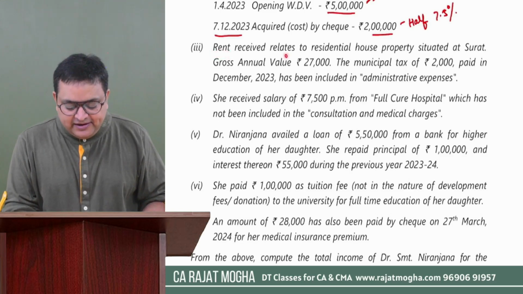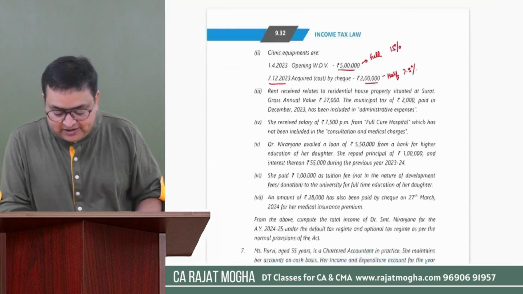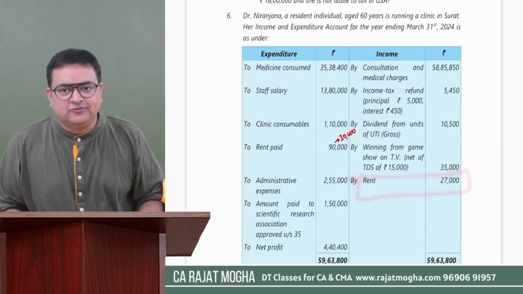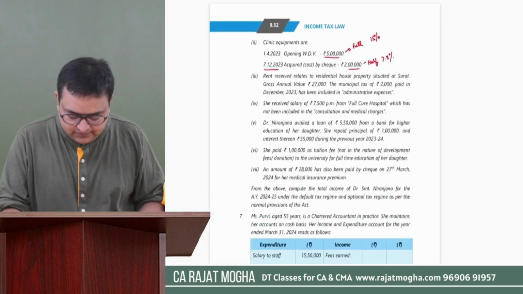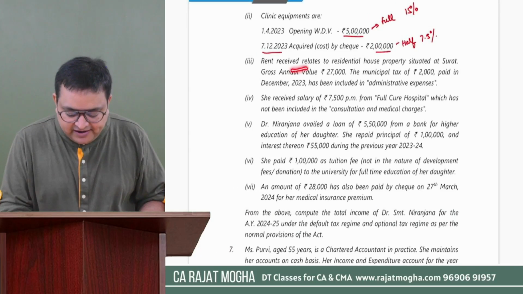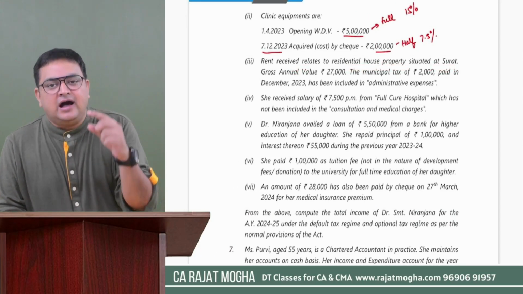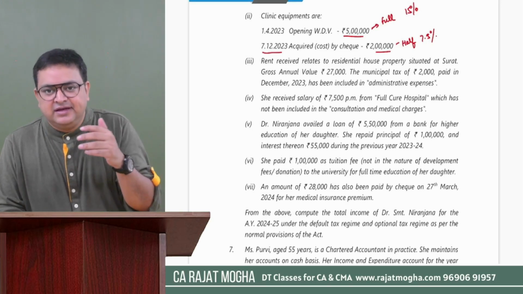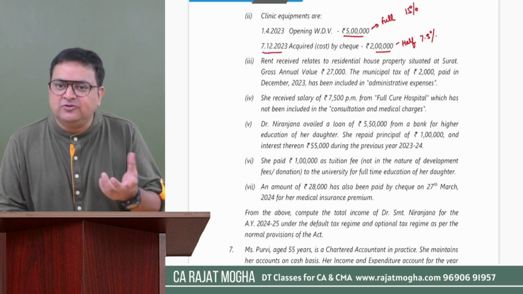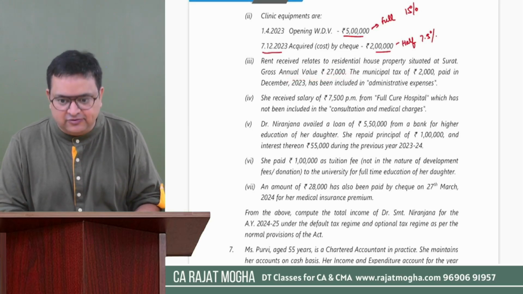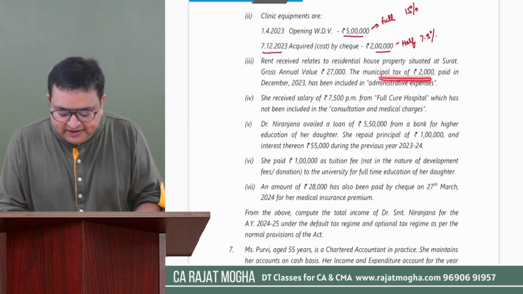Third point. Rent received relates to residential house property. Okay, now they have mentioned that this rent is related to residential house property situated at Surat. So she has a house in Surat which she has given on rent, and 27,000 is the rent which is received. And they have also mentioned gross annual value 27,000. Okay. The municipal tax is 2,000.